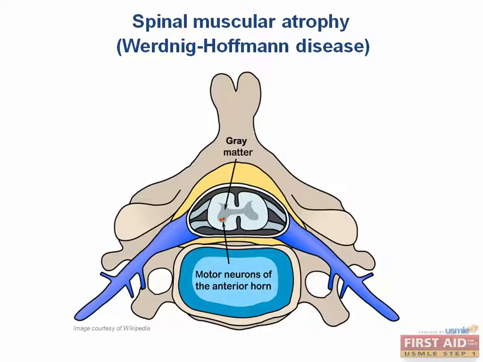Spinal muscular atrophy can manifest in a number of different ways. The most severe form, as we discussed earlier, is Werdnig-Hoffmann, which occurs in the first months of life. It is also sometimes referred to as floppy baby syndrome. So what do you think is the main cause of death? Well, death usually occurs due to respiratory system failure. This is because the lower motor neurons that control the diaphragm are damaged and no longer work.